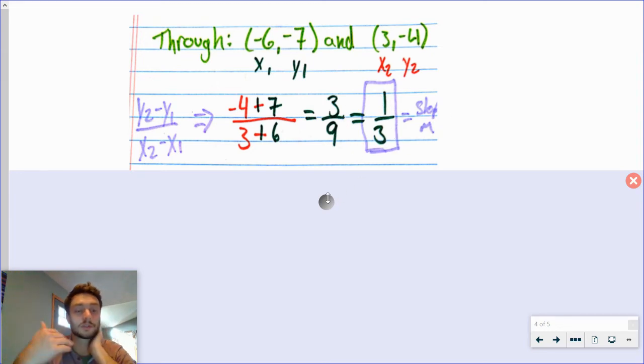Okay. Don't be afraid of fractions. Once again, we expect fractions in these problems because a lot of our slopes are fractional slopes, right? So we expect slope to be fractional sometimes. It's okay.